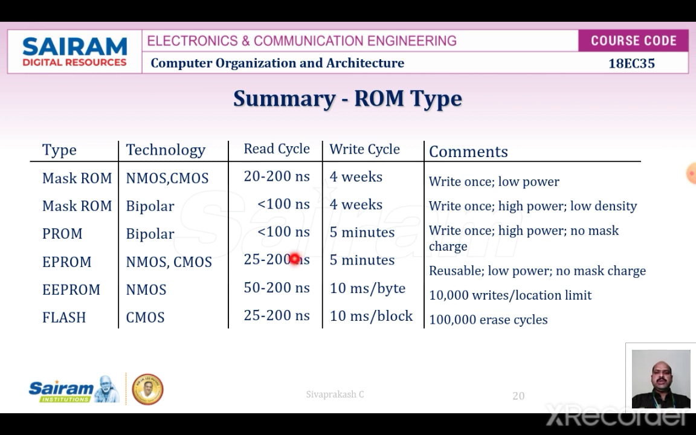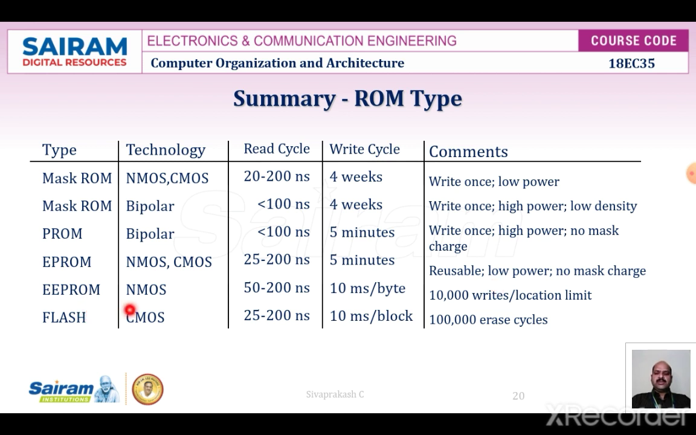The read cycle is going to be 25 to 200 nanoseconds and the write cycle 5 minutes. It's a reusable one which consumes low power, and no mask charge is going to be needed for this. The fourth one, electrically erasable programmable read-only memory, is going to be available in NMOS technology, which has 50 to 200 nanoseconds of read cycle and needs 10 milliseconds per byte, and it can be reused, with 10,000 write locations per limit present over there.